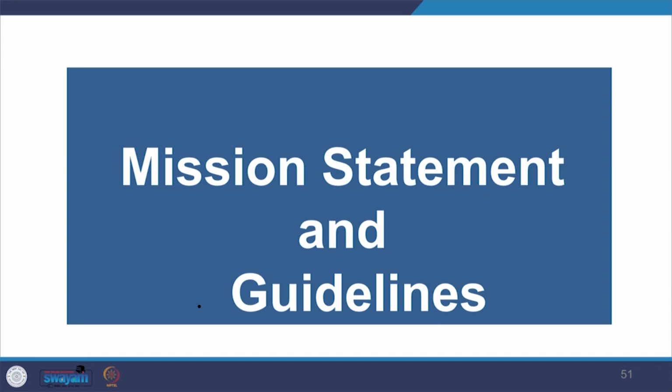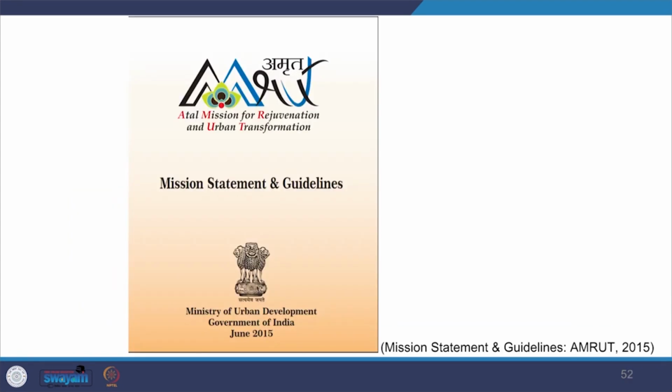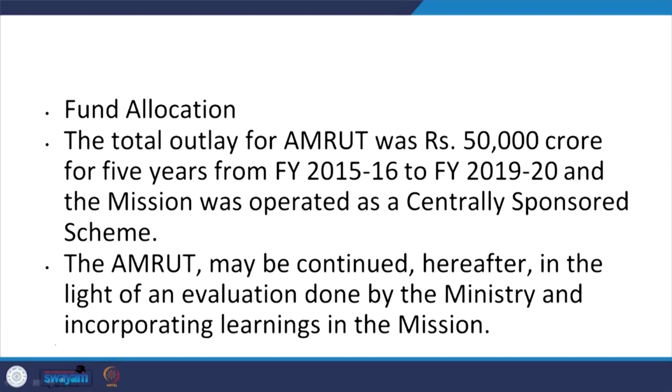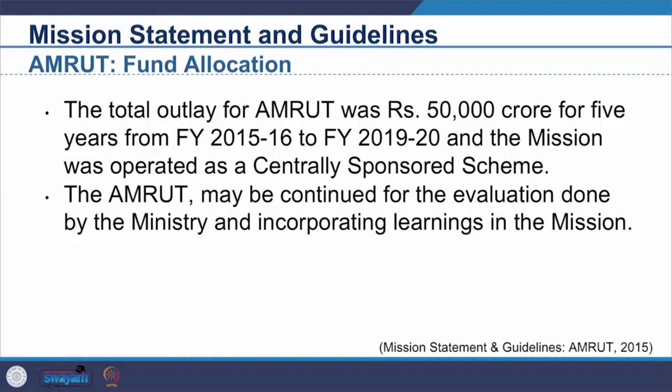Now we look at the guidelines which have been developed by the government for addressing the mission objectives, the statements and the guidelines. Ministry in its mission statement and guidelines document published in 2015 gave clear framework for its execution. We see that the allocation of fund, the total outlay for AMRUT was 50,000 crore for 5 years from financial year 2015-16 to financial year 19-20, and the mission was operated as a centrally sponsored scheme. The AMRUT has been extended for further 2 more years for the purpose of evaluation, based on the evaluation done by the ministry and incorporating learnings in the mission.